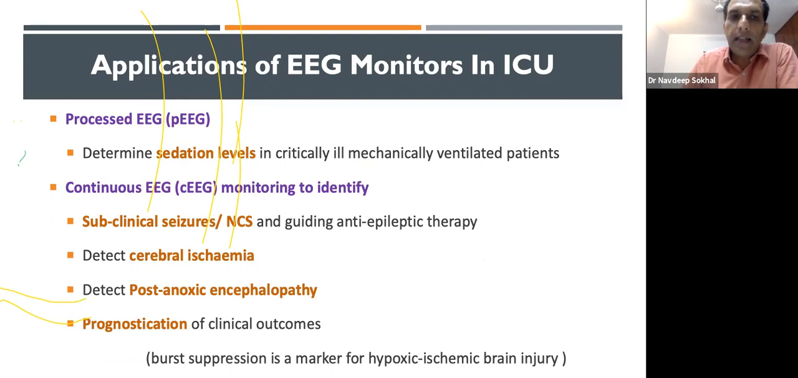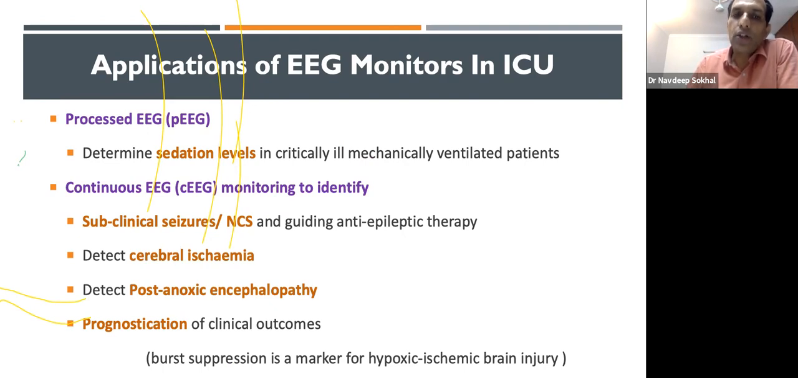Now, processed EEG can be used in the ICU also to give you the level of sedation in mechanically ventilated patients, record non-convulsive seizures, and detect cerebral ischemia and post-anoxic encephalopathy. You know, EEG monitors can be used to tell you about brain death also. They can be an ancillary test used for brain death, because they can detect ischemic changes and hypoxic changes. So these are other uses in the ICU.